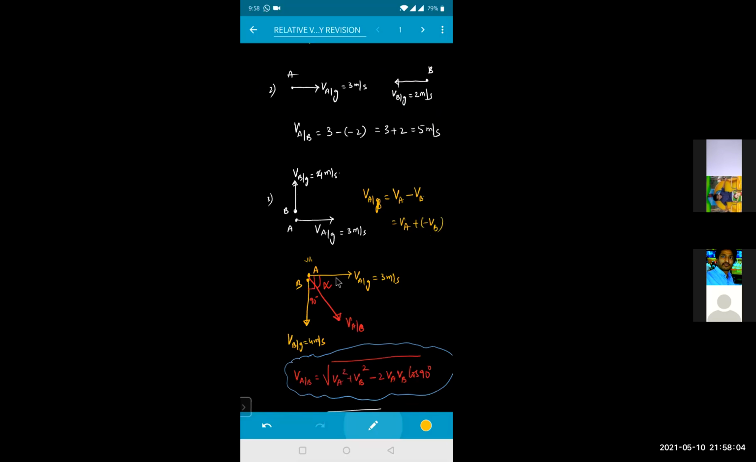Reverse the direction of B. So A's velocity is in the same direction, 3. B is right now negative, so reverse this one. So these two are perpendicular to each other.